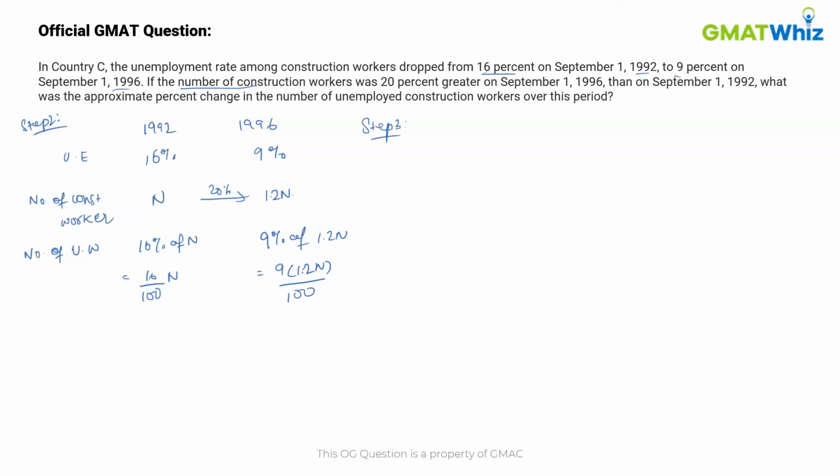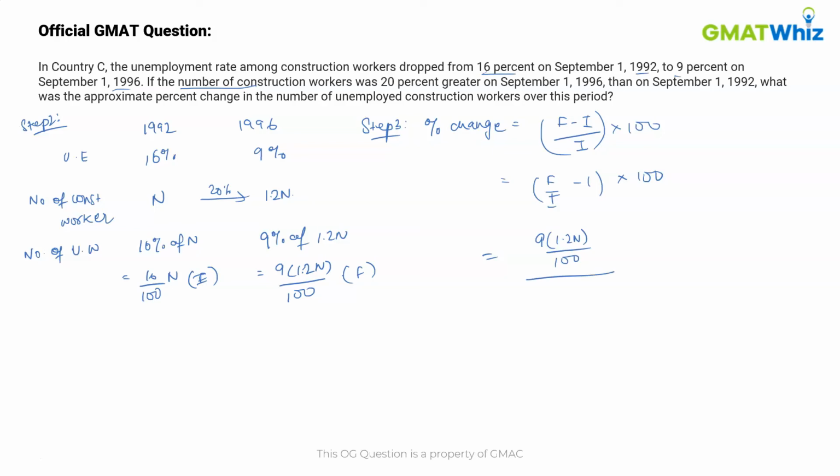Now in step 3, we are told to find the percentage change. So the percentage change formula is (final minus initial) by initial, whole multiplied by 100. Now we can write this as (final by initial minus 1) multiplied by 100. Now this is the final value and this is the initial value. On substituting these values, we get (9 multiplied by 1.2n divided by 100, divided by 16 times n divided by 100, minus 1) multiplied by 100.